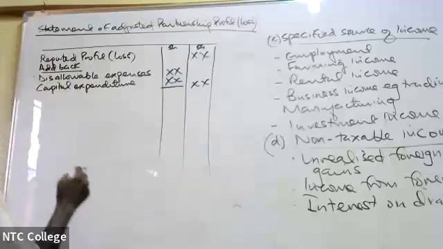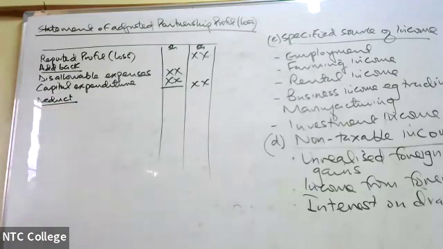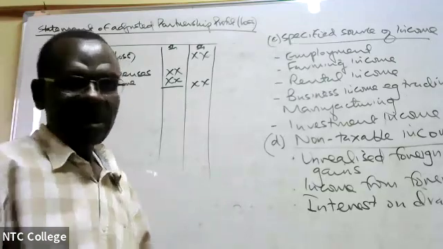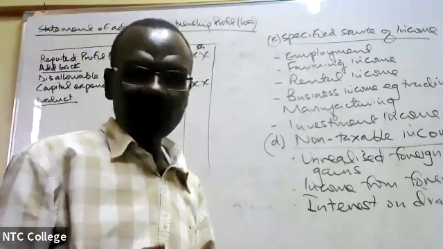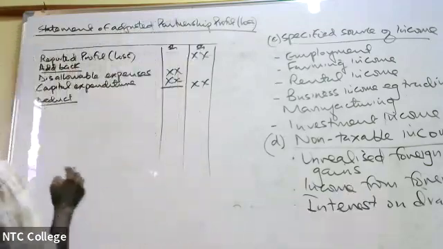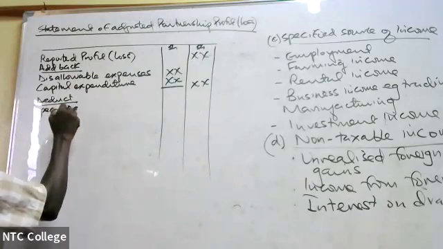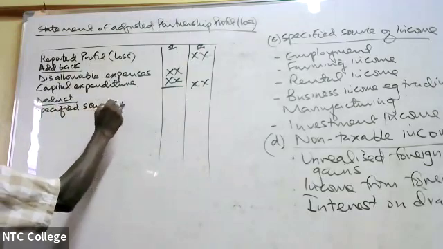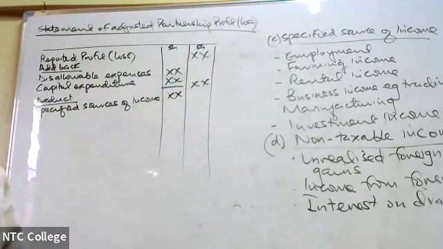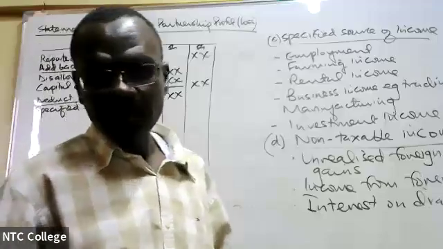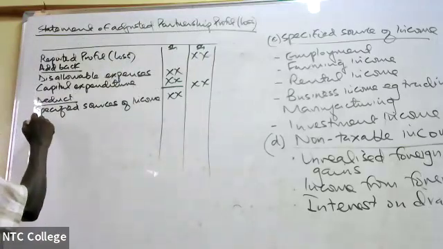Then there'll be items of deduction. So you must remember, we said item B, specified sources of income. You have to separate sources. So we say here, specified sources deducted. We'll also deduct item D, non-taxable incomes. So non-taxable incomes.